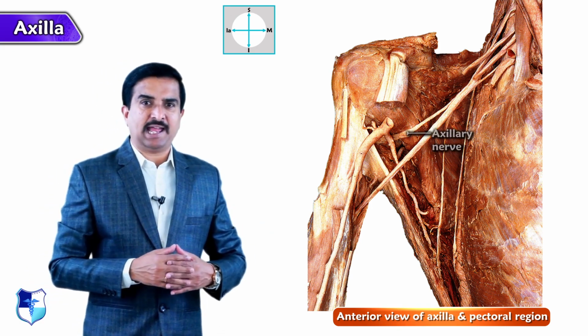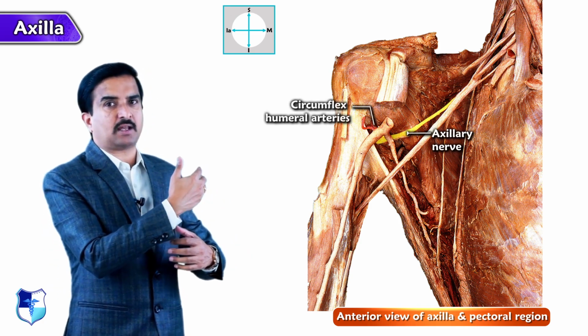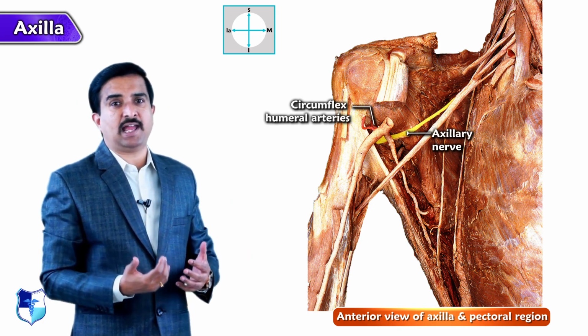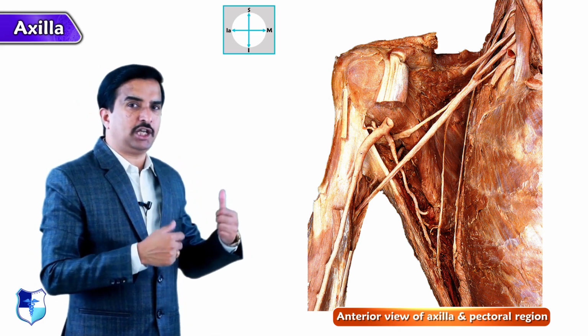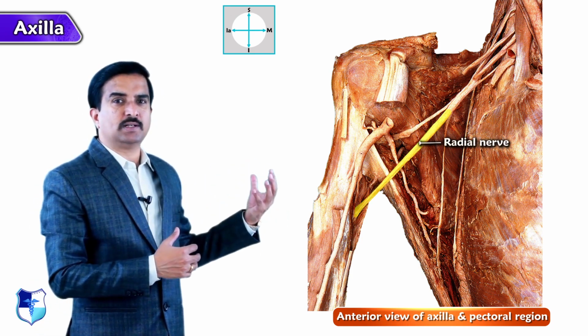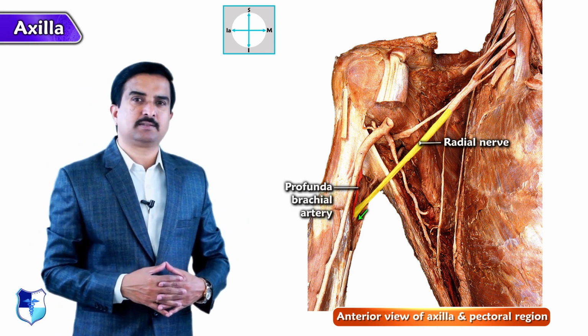And let us talk about the axillary nerve here. We can see that the axillary nerve courses towards the circumflex humeral arteries, and these vessels are the branches of the axillary artery. And next one, whatever I am going to show you, is the thickest branch of the radial nerve, which is coursing towards the posterior compartment along with the profunda brachii vessels.